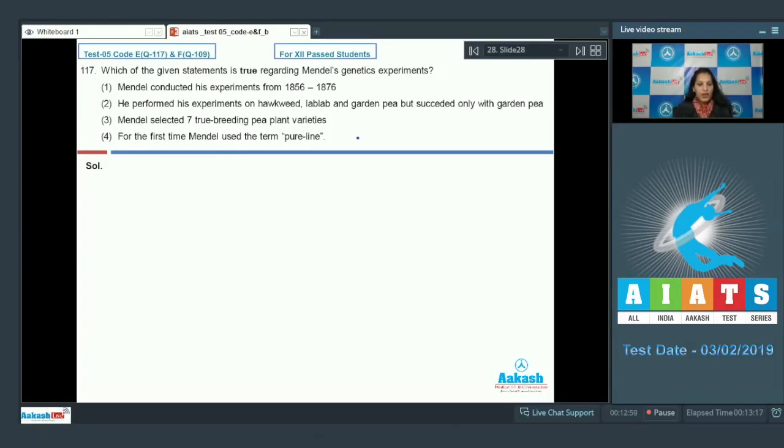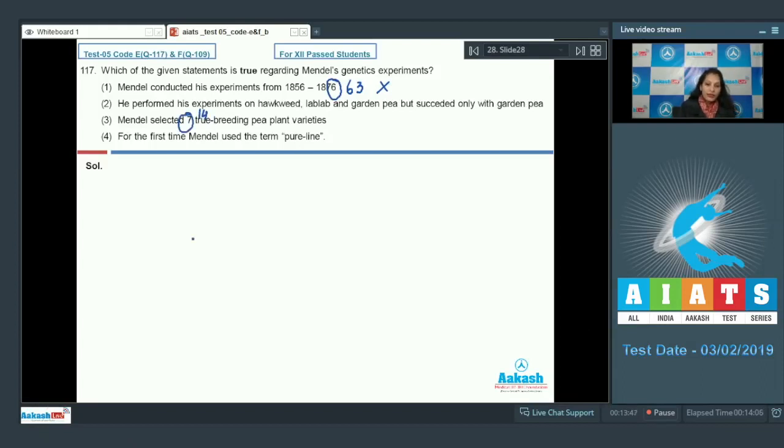Mendel, he is the father of genetics. He conducted his experiments for 7 years, that is from 1856 to 1863. Hence this statement is wrong. Mendel selected 7 true breeding pea plant varieties. Mendel selected 7 characters. It means he took 14 true breeding pea plant varieties. So it should be 14.